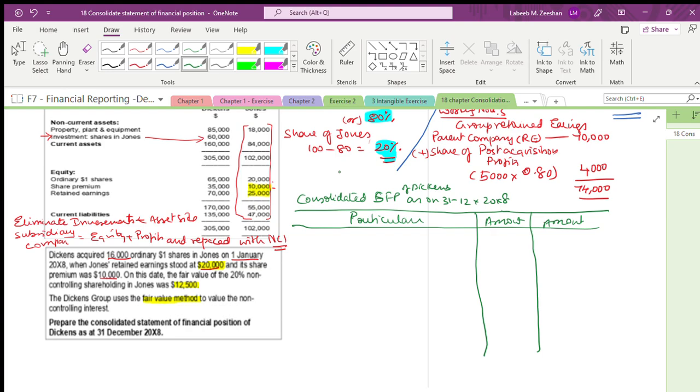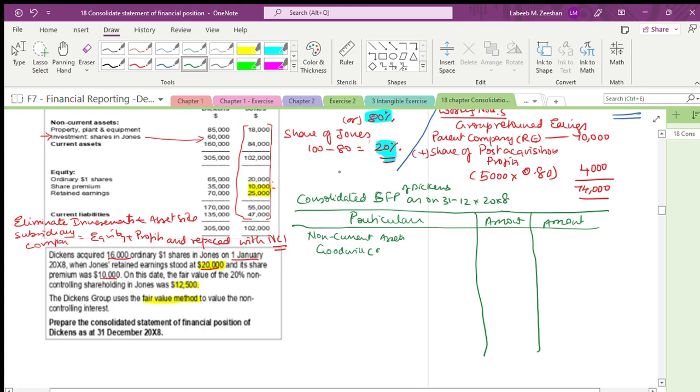Now, what we have to do? We have to take only P Limited. Non-current assets: we have to show it separately and very clearly. Before non-current assets, first we have to show goodwill.